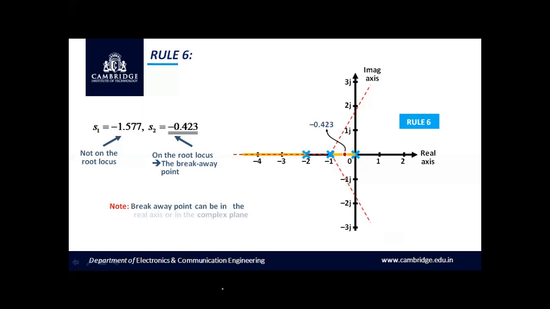Breakaway point can be in the real axis or in the complex plane. It is not necessary that the breakaway point always has to be in the real axis. It can be in the complex plane also. If you solve a few example problems related to root locus, you will get a clear idea about it. So in the coming sessions, you can watch the YouTube link from the playlist control systems so that you can have a glimpse of different types of problems related to root locus.